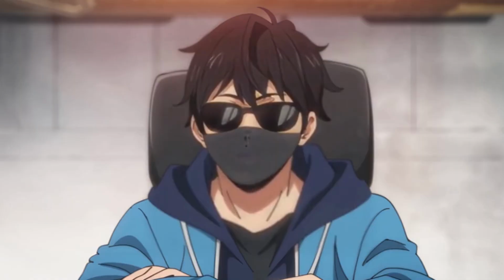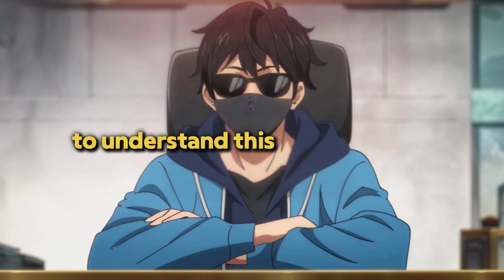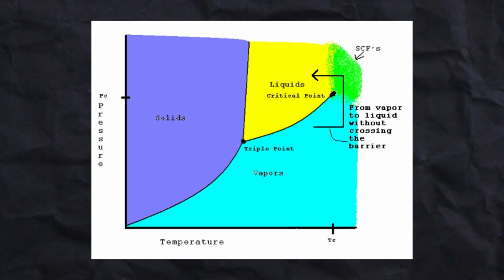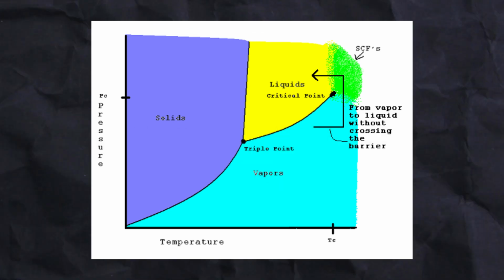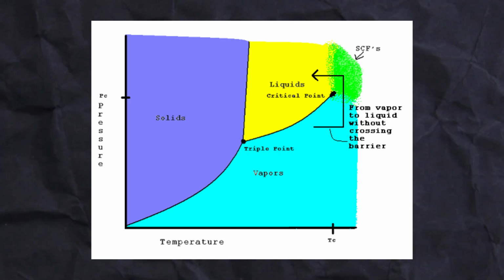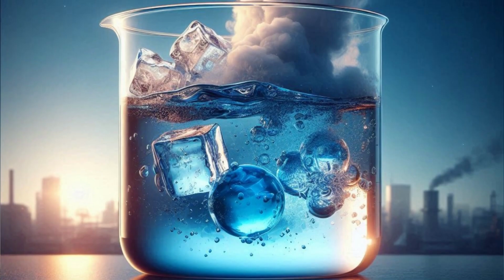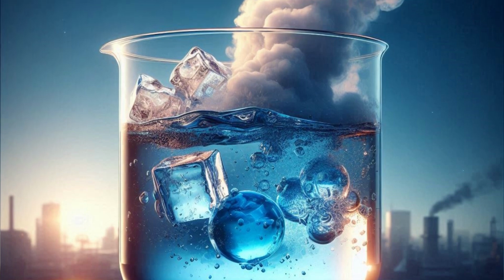But what does critical point mean? To understand this, let's look at a phase diagram. This diagram represents the physical state of water with respect to pressure and temperature. On the curved line, two states of matter exist in equilibrium. At a specific point, all three states of water, solid, liquid, and gas, exist together.